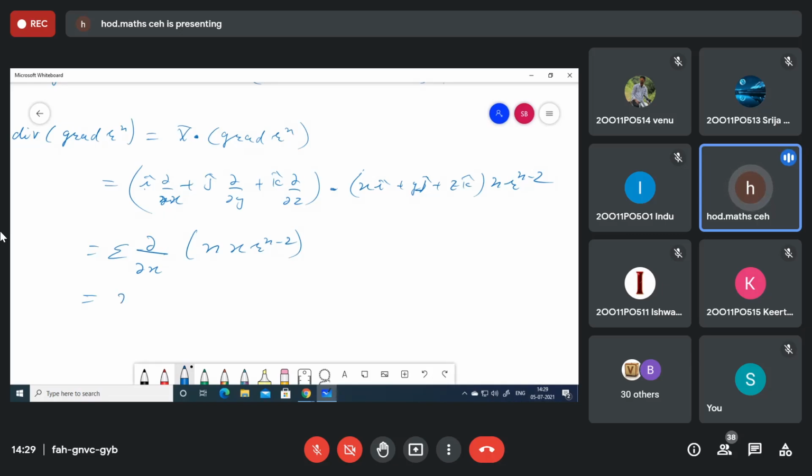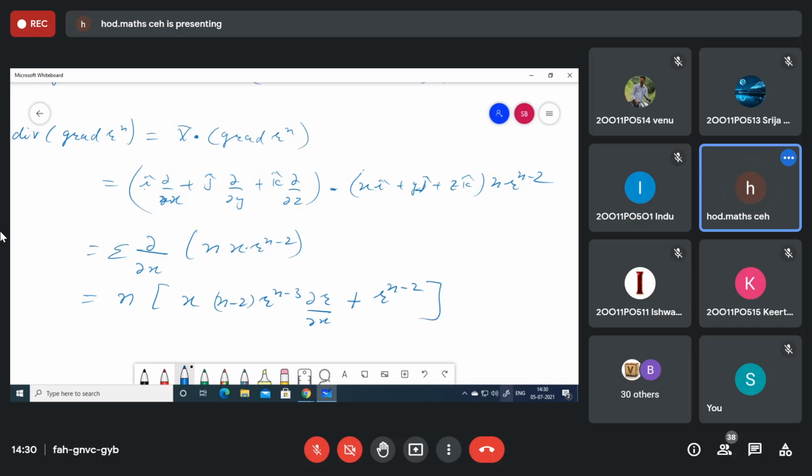Now let us differentiate. n is a constant, I will write it outside. Now I need to differentiate x as well as r to the power n minus 2. Two parts you have, so the uv formula you will apply. So x as it is, differentiation of r to the power n minus 2 will be n minus 2 into r to the power n minus 3 ∂r/∂x. Are you able to follow? Okay. Then plus r to the power n minus 2 as it is, differentiation of x with respect to x will be 1.